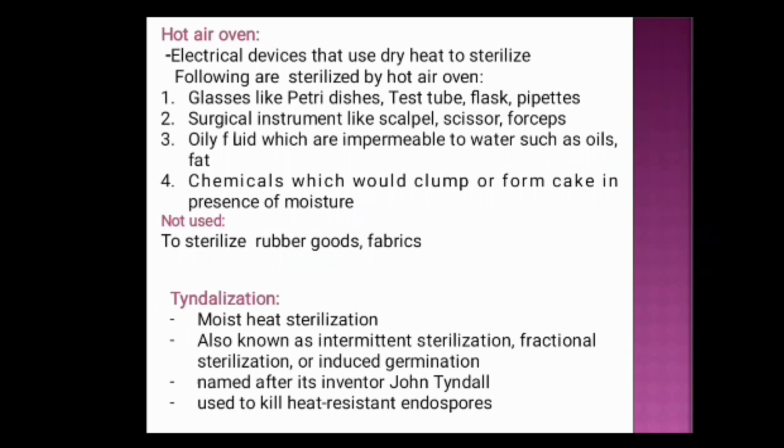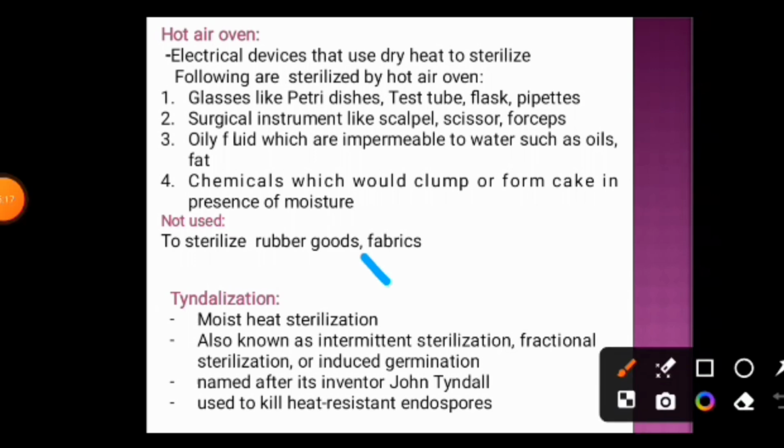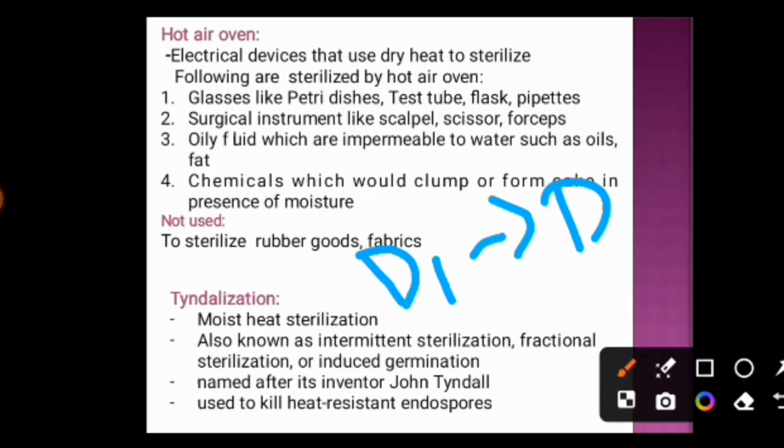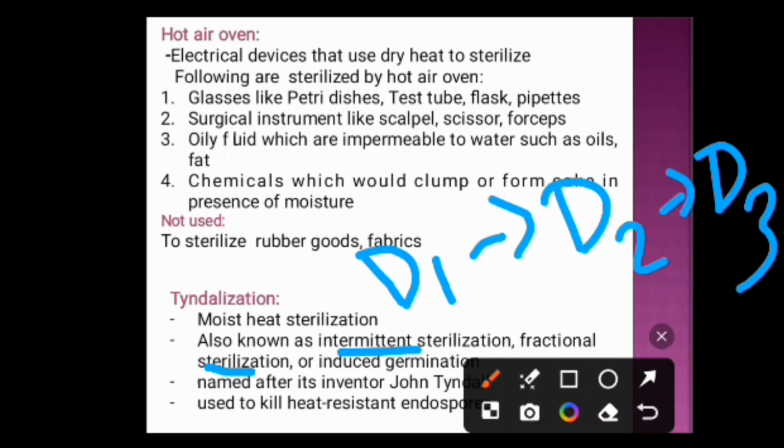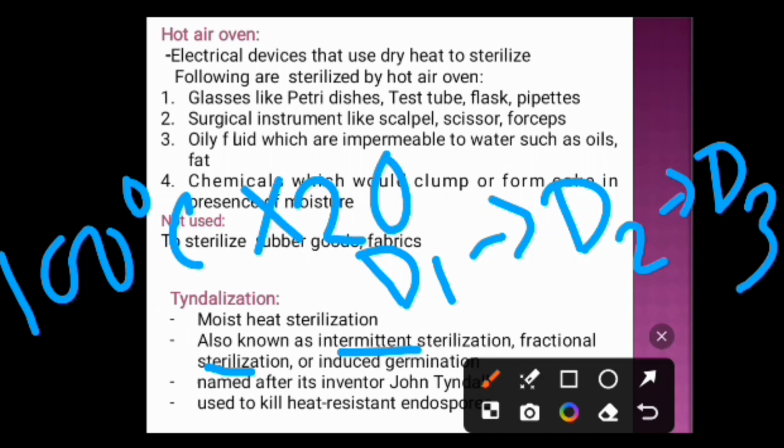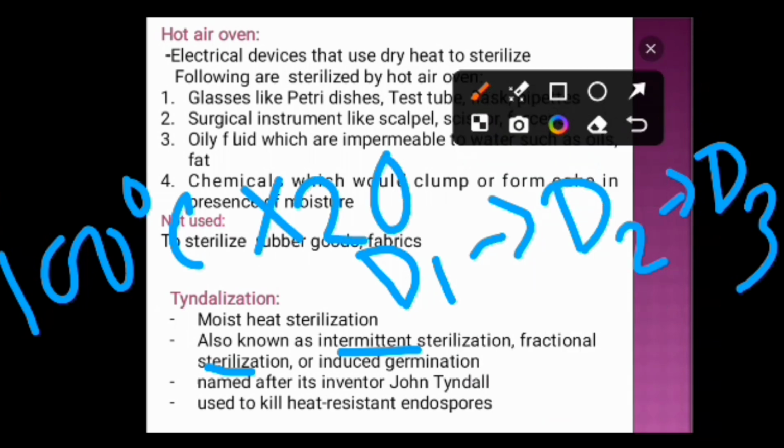Next is tyndallization. Tyndallization is a moist heat sterilization procedure, also known as intermittent sterilization or fractional sterilization, because it is a 3-day procedure: day 1, day 2, day 3. The temperature for tyndallization is 100 degrees centigrade for 20 minutes, and it requires 3 consecutive days. It is named after the inventor John Tyndall, and it is used to kill heat resistant spores.